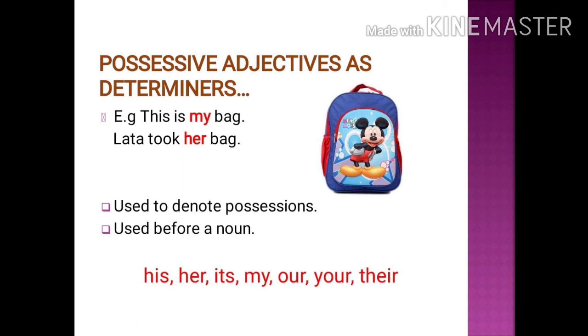Children, possessive adjectives denote possession or ownership. When I say my bag, I mean that the bag is mine. When I say her bag, I mean that the bag is hers. And possessive adjectives are always used in front of a noun. Like here, this is my bag. My is the possessive adjective used in front of the noun bag. Here are the possessive adjectives used as determiners, children. His, her, its, my, our, your, their. These are possessive adjectives. They are used to denote possession or ownership.